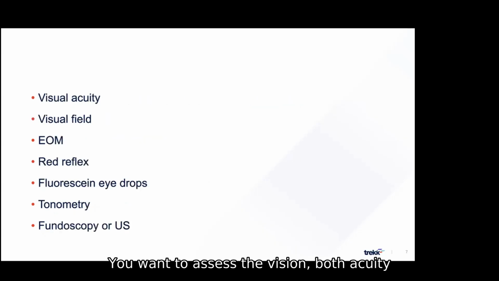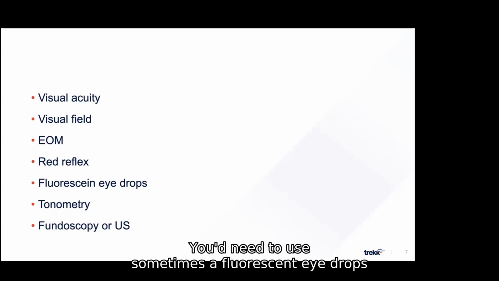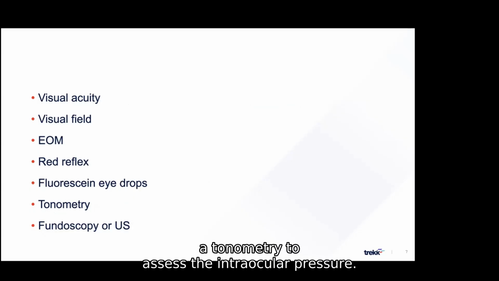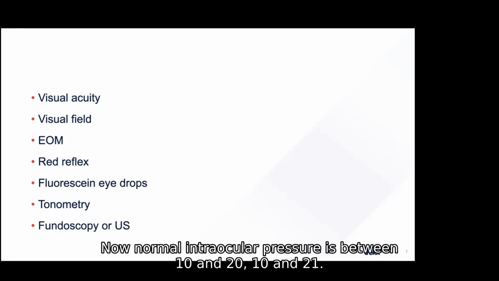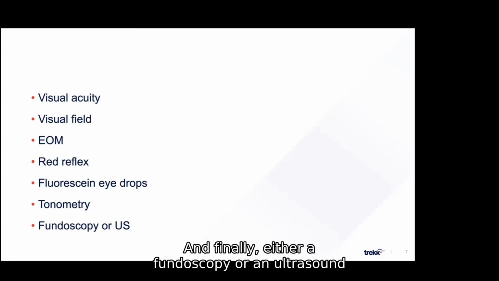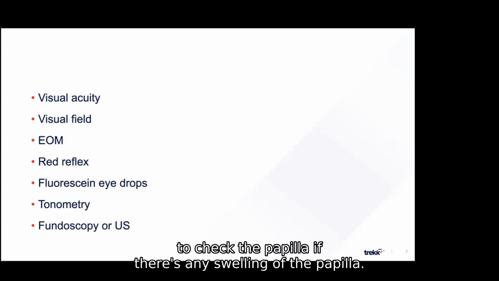You want to assess the vision, both acuity and the field of vision, the extraocular movements, the red reflex for leukocoria. You'd need to use sometimes fluorescein eye drops to look for any abrasions or dendritic patterns for HSV. A tonometry to assess the intraocular pressure. Now, normal intraocular pressure is between 10 and 20, 10 and 21. And finally, either a fundoscopy or an ultrasound to assess the back of the eye, to check the papilla if there's any swelling of the papilla.